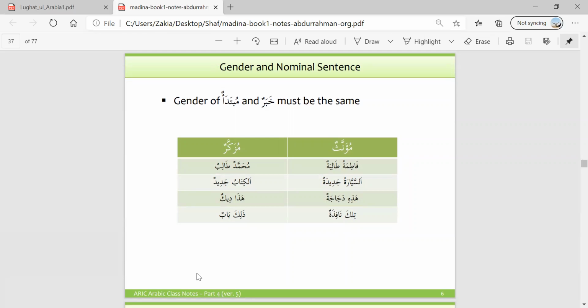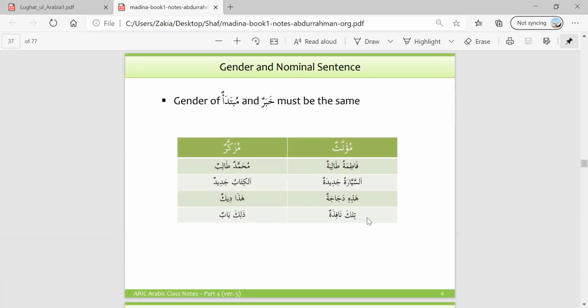So for mu'annath, we say Fatimatu talibatu. Okay, Fatima is a student. Muhammadun talibun. Okay, so this is mudhakkar, masculine, and feminine list. As-sayyaratu jadidatun, the car is new. Al-kitabu jadidun. Okay, so it's the same thing. We're saying new, we're saying student, but we're converting them into feminine by adding that ta marbuta.